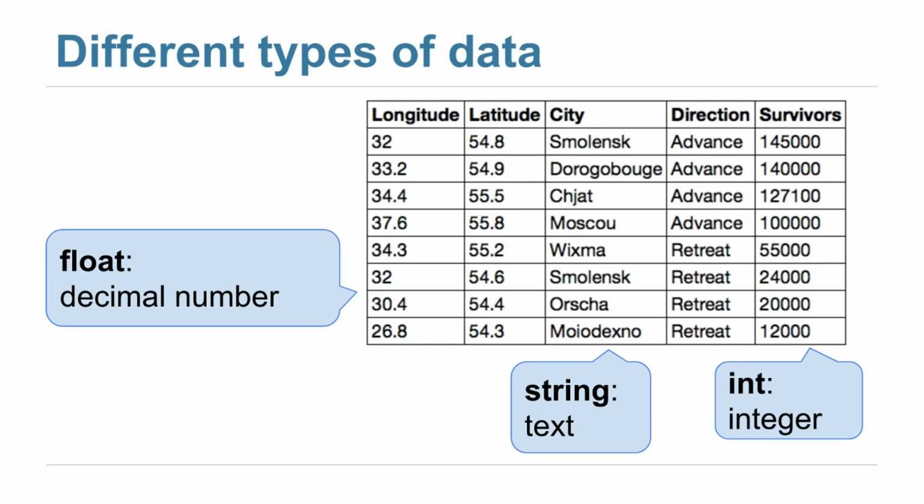You can see the march started out with 145,000 soldiers, and by the time they made it back home, only 12,000 of them had survived. So absolute tragedy for the French army. And then the other columns are strings, they're text. So in the next video, I'll show you loading this into Python and doing some computation on it. Now you've seen Minard's map, one of the most famous visualizations of all time.